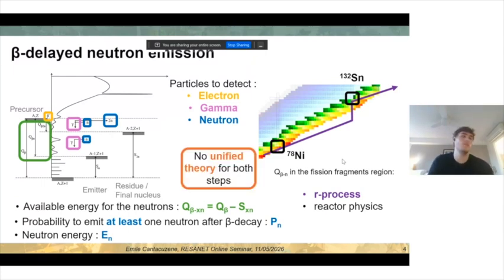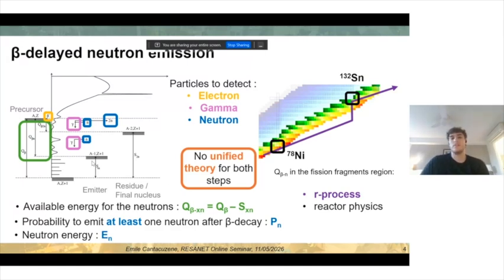An important note about this process is that you can see 3 out of the 4 fundamental forces play a role in it. You have the weak interaction with the beta decay, you have electromagnetism with the gamma decay, and you have the strong interaction with the neutron emission. And actually this makes it quite a difficult framework to describe theoretically.